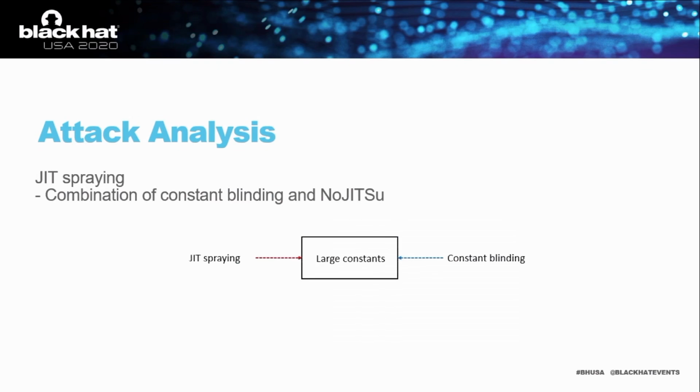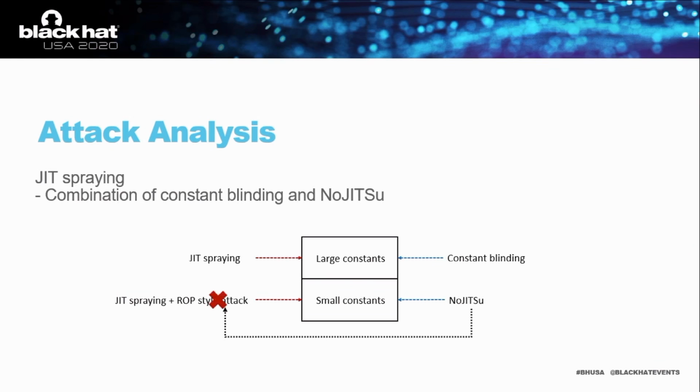NoJITsu can be combined with constant blinding to effectively defeat JIT spraying attacks. Constant blinding is a good technique to defend against JIT spraying attacks with large constants, but not effective with small constants because of the overhead. In order to exploit the small constants, JIT spraying attacks should be combined with ROP-style attacks, but that is invalidated because NoJITsu does not allow harvesting ROP gadgets, which is already described in the previous slide.